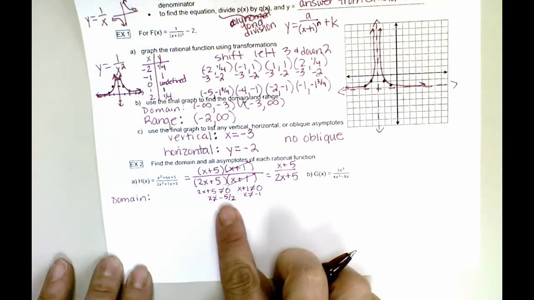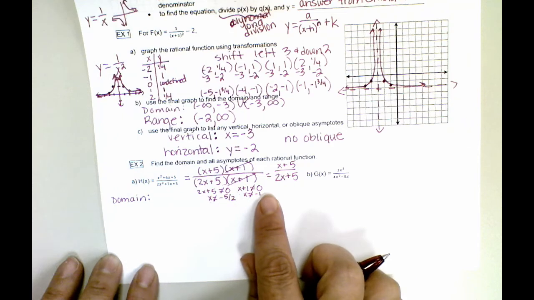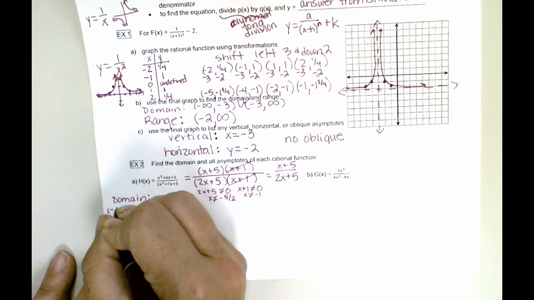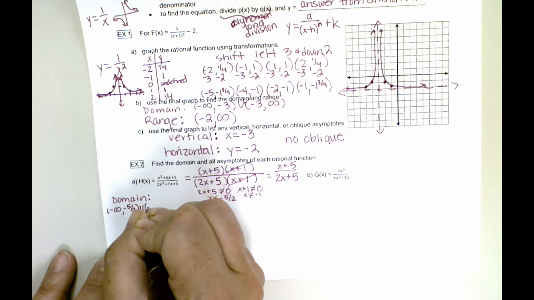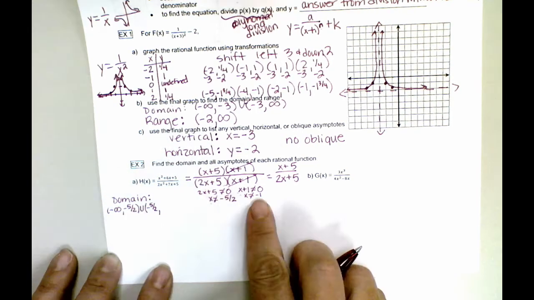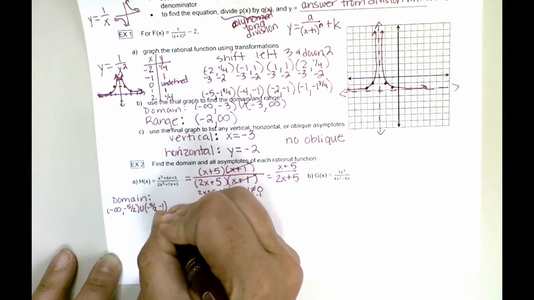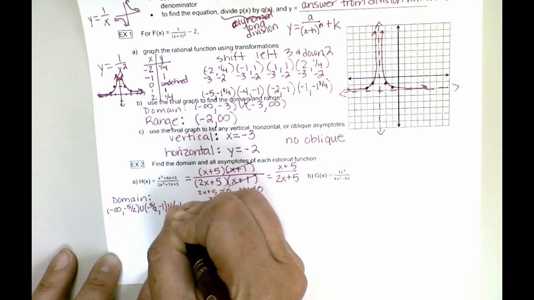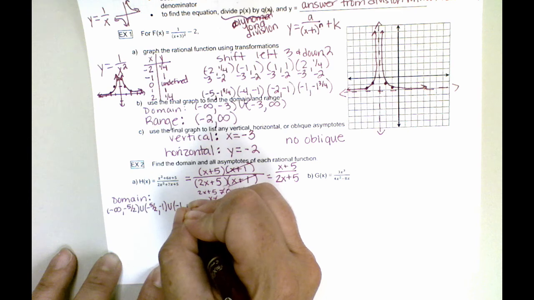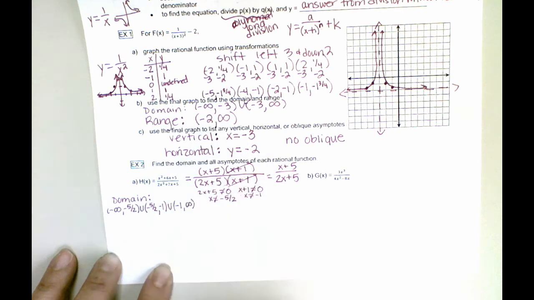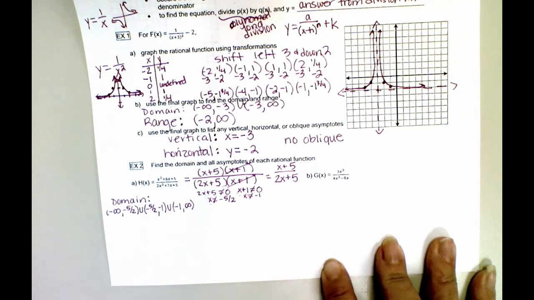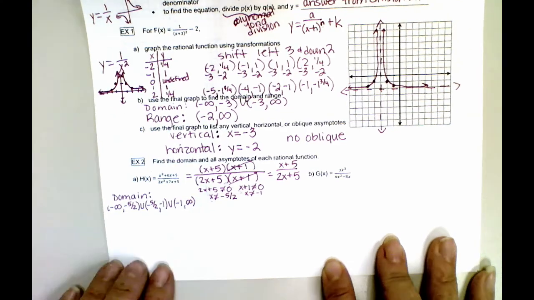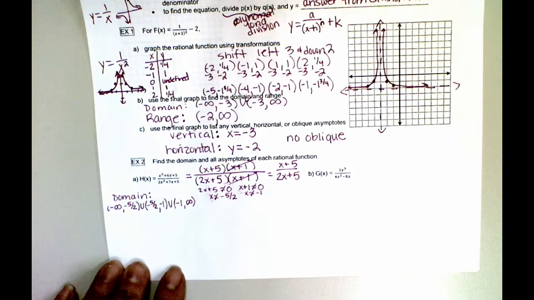So x can be anything except for these two. So from negative infinity to negative 5 halves, then from negative 5 halves to negative 1, then from negative 1 all the way to infinity. Interval notation is going to be our standard, so make sure that you're writing it correctly in interval notation. There's my domain. The next thing it asks for are asymptotes.